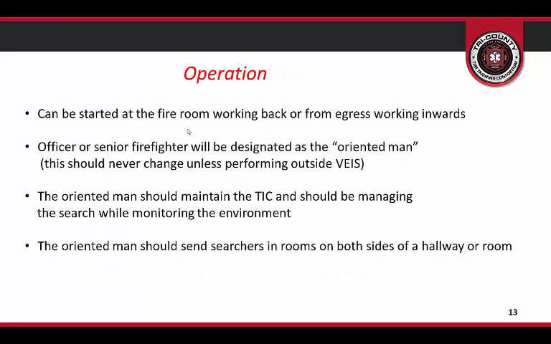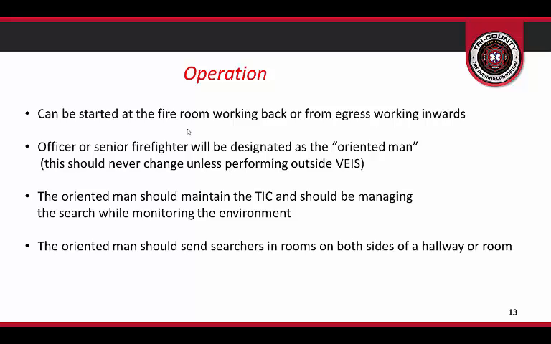Its operation can and should be, if you're talking about on the fire floor, started at the fire room and working back, or from the egress working inwards if we're talking about above or below the fire floor. The officer, the senior firefighter, will be designated as the oriented man. This should never change unless performing outside vent or isolate search.